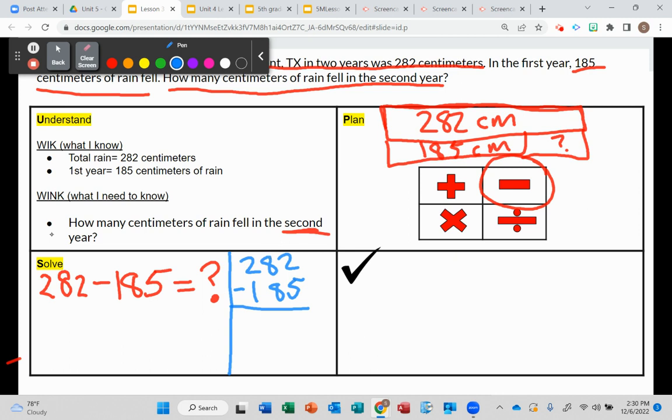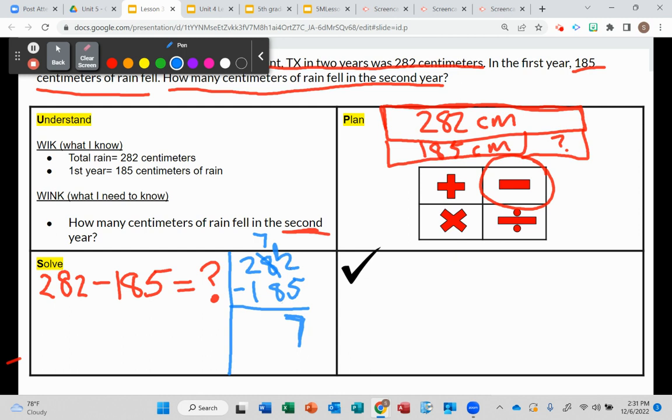I need to go to my tens and exchange 1 ten for 10 ones. So I have 8 tens. I'm going to take away 1 ten. That's going to leave me with 7. And I'm going to change that 1 ten into 10 ones, which is going to give me 12 ones. So 12 take away 5 is 7.